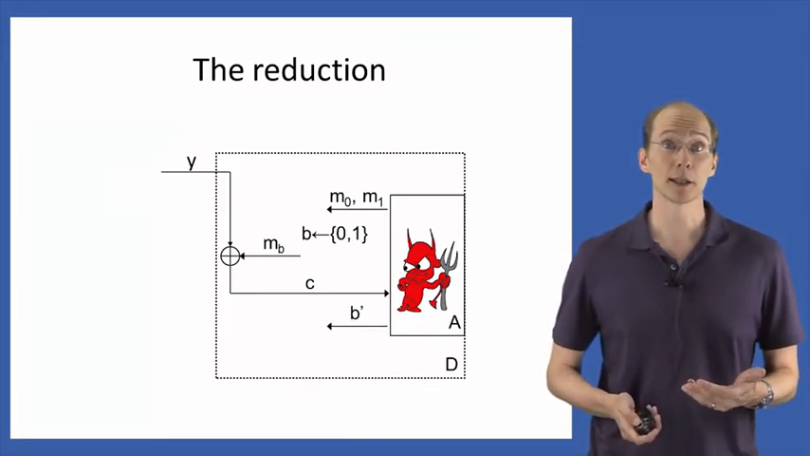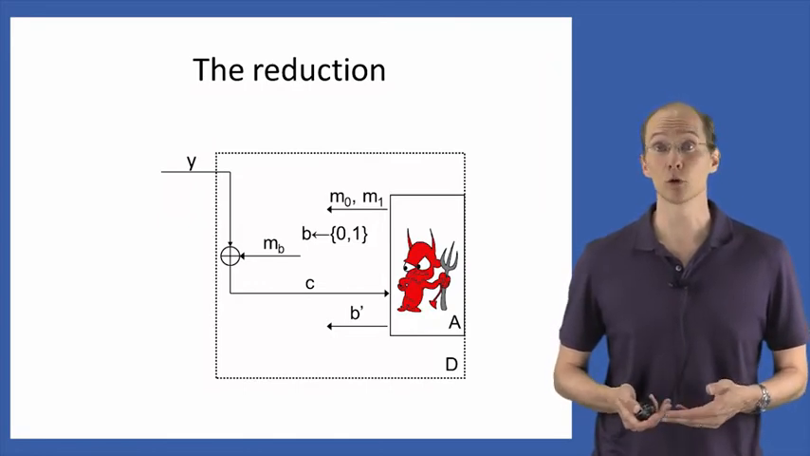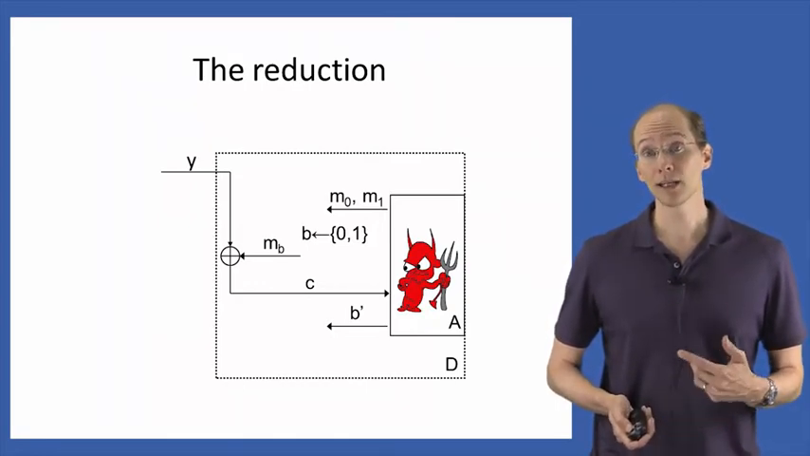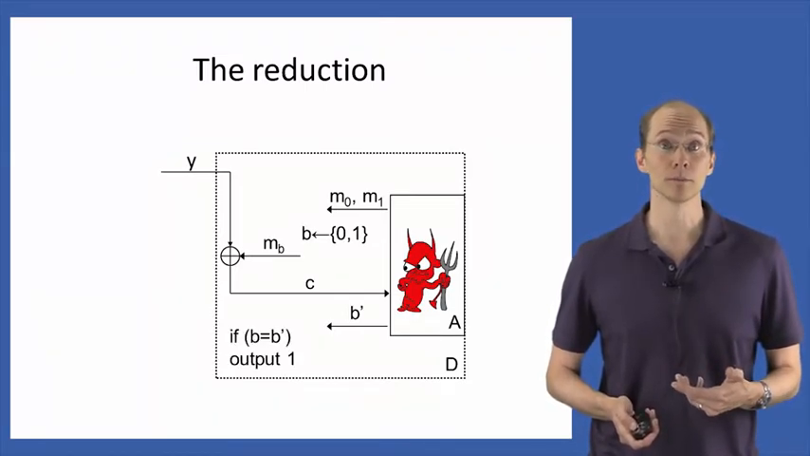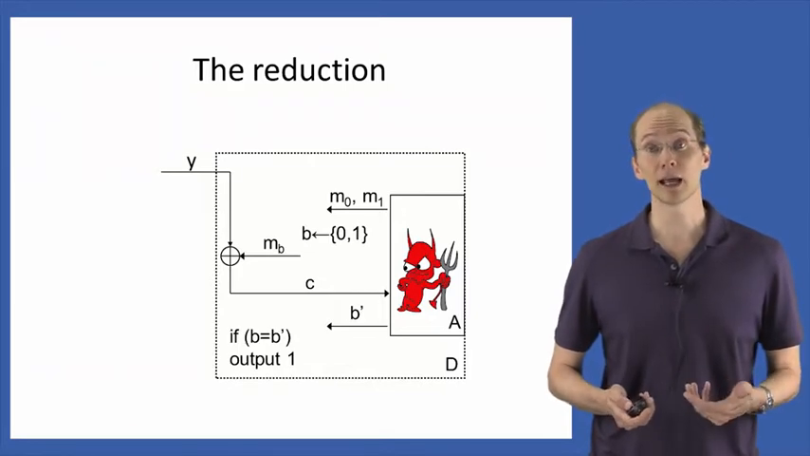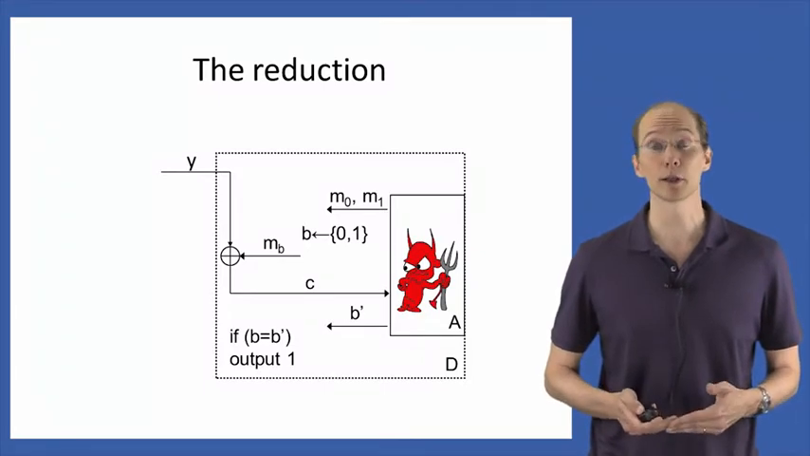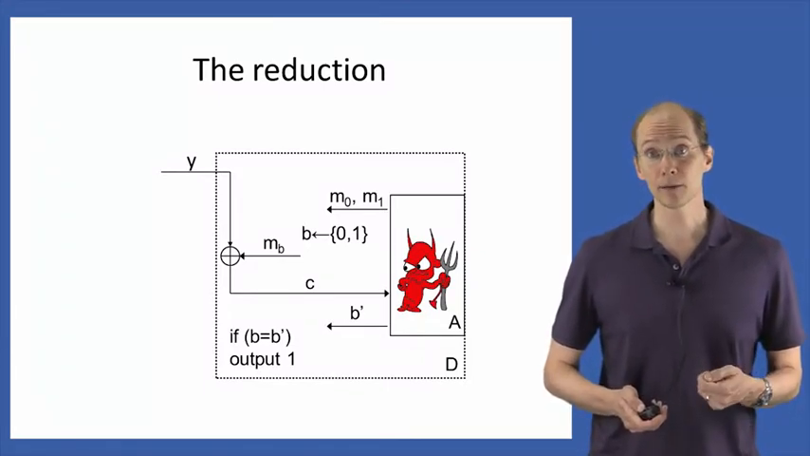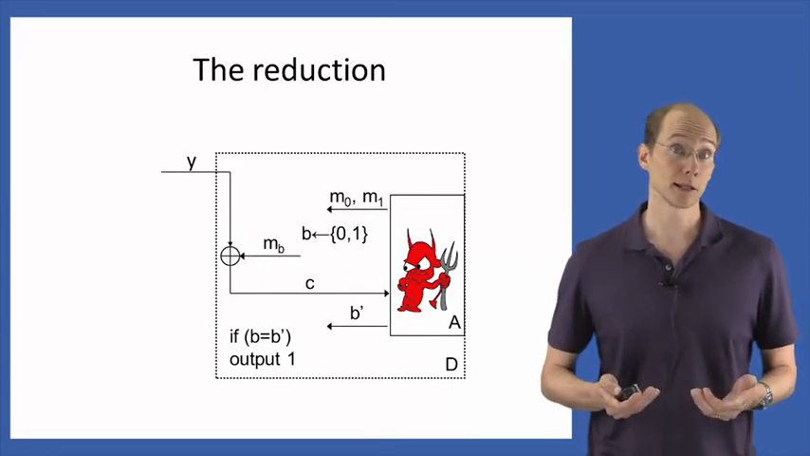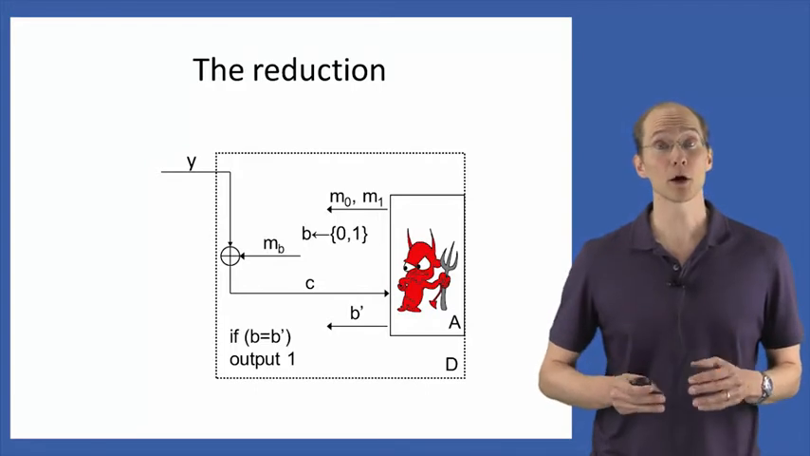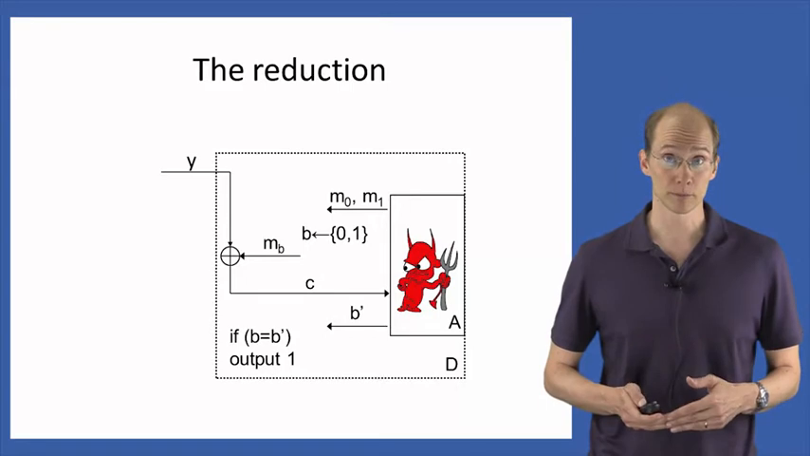A will then output some bit, B prime, which is supposed to represent its guess as to which of the two messages were encrypted. And what D then does is to check whether or not B and B prime are equal. D chose B itself, and D got B prime as output from the attacker A, so D can certainly check whether those two bits are equal. D will output the bit 1 if and only if B and B prime are equal, and 0 otherwise. So this completes our description of D. D is well defined, given any algorithm A as a subroutine.